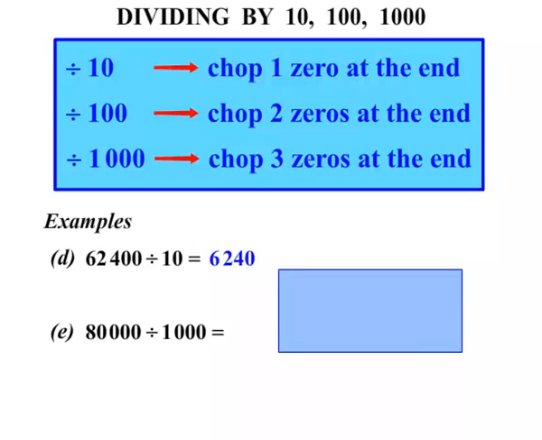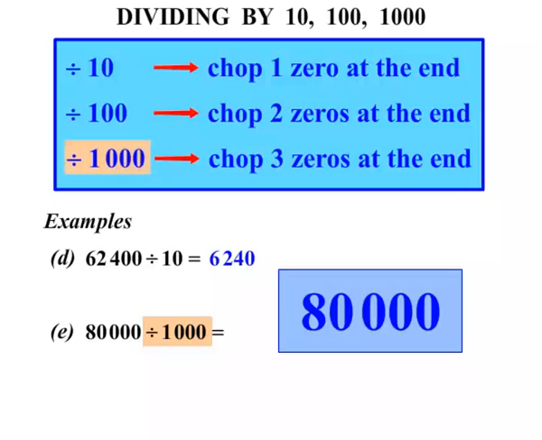80,000 divided by 1,000. Now these ones you actually just might know the answer straight away, that's fine. But let's look at how we can do it otherwise. 80,000, let's write that down. We're dividing by 1,000, so how many zeros do we chop off? That's right, 3. So those 3 zeros, out they go, and we're left, the answer is 80.